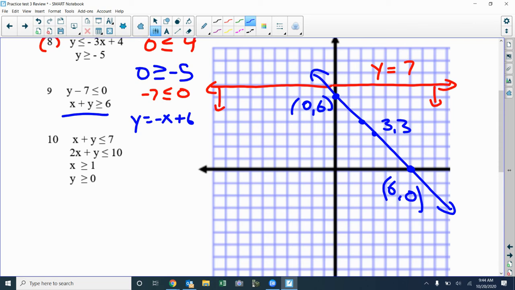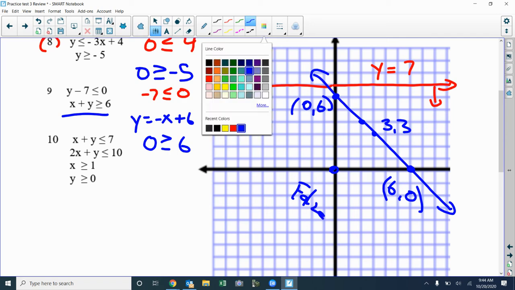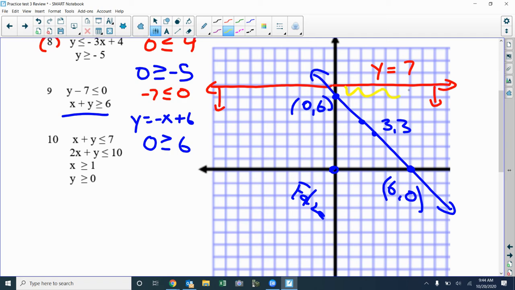Test value on this last one. If I were to plug in zeros for x and y, I'm going to get that. Is 0 greater than 6? No. That was right here. This is the false side. So the red is true over here. The red is true here going down, but then the blue is true up here. So our commonality is that region there.